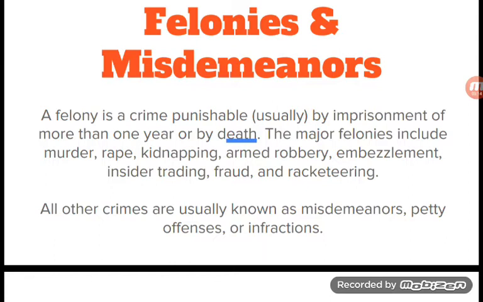Felonies and misdemeanors. A felony is a crime usually punishable by more than 1 year of imprisonment or death. Typically, this is going to be murder, rape, kidnapping, armed robbery, etc. Other crimes are going to be known as misdemeanors, petty offenses, or infractions.